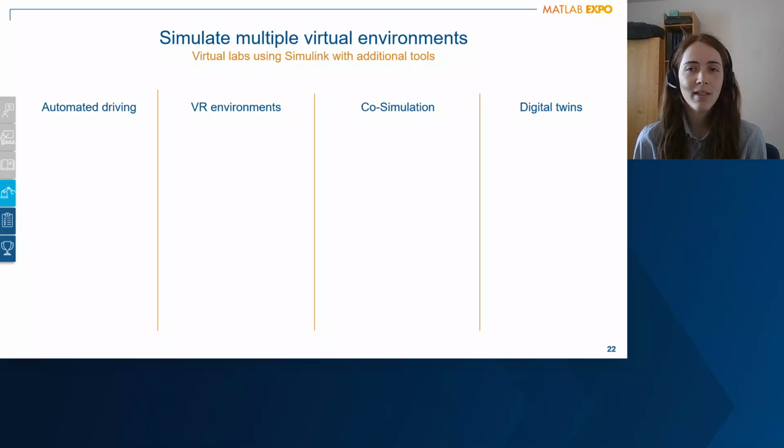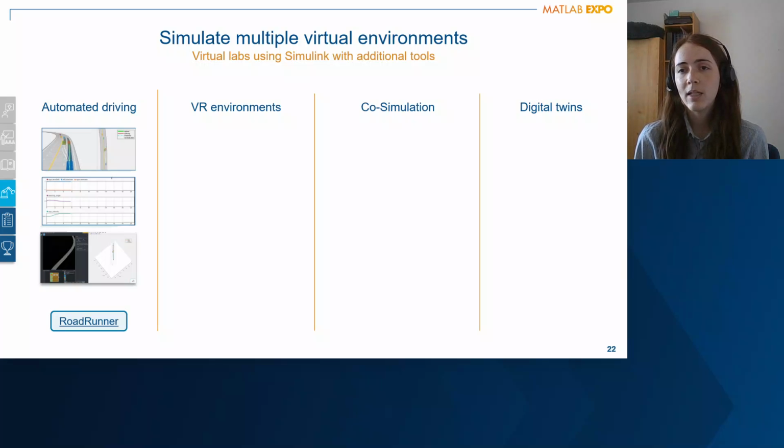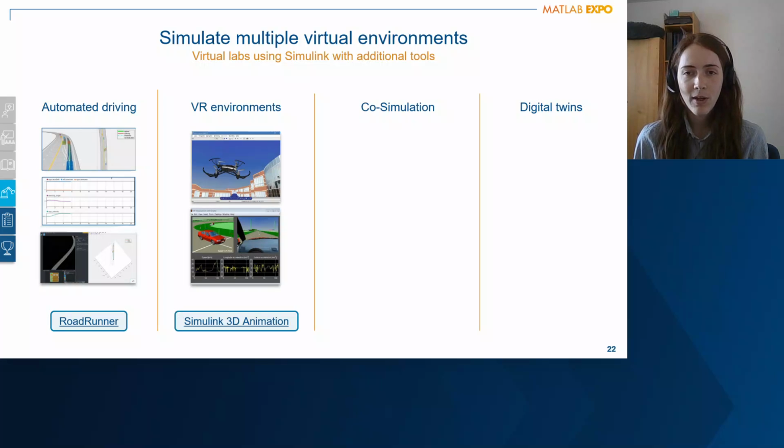Simulink is for model-based design as much as it is for simulation. You can use Simulink with other tools to design and simulate your systems to create virtual labs or before moving to hardware. For example, you can use Simulink with RoadRunner to design 3D scenes for automated driving simulation, or use Simulink 3D Animation to visualize dynamic system behavior of robotic systems in a virtual reality environment.